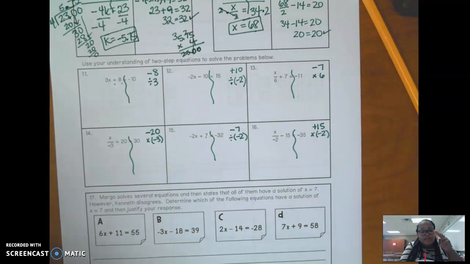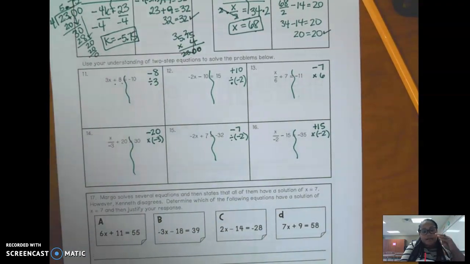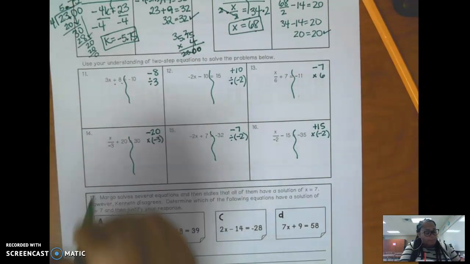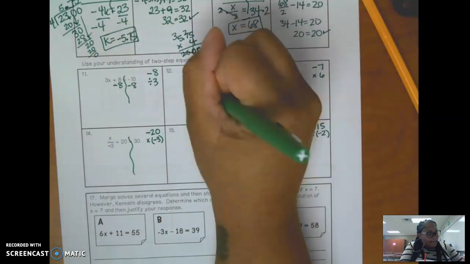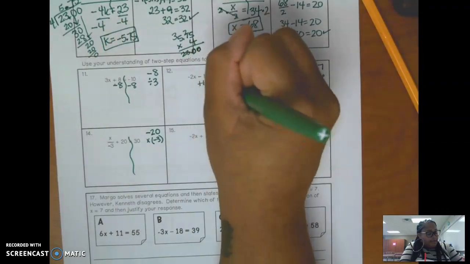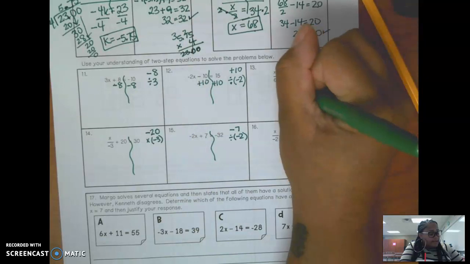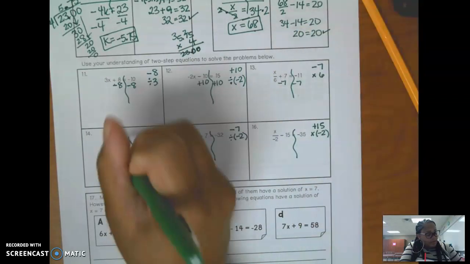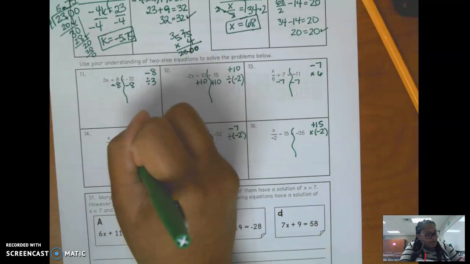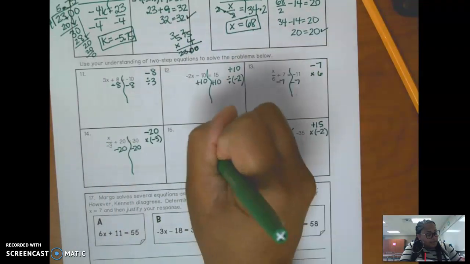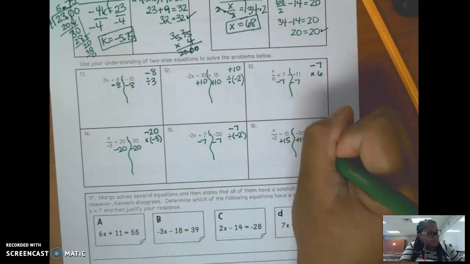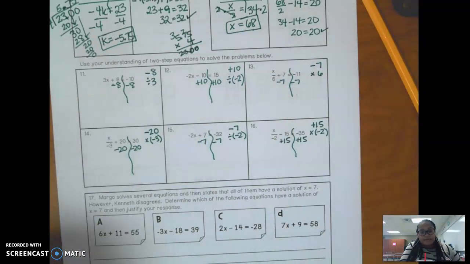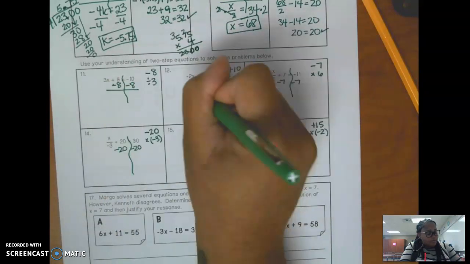So those are my 2 steps. Remember, steps are operations, not drawing the river, not the canceling out. Those steps don't count. Okay? So minus 8 minus 8. Plus 10 plus 10. Minus 7 minus 7. Minus 20 minus 20. Minus 7 minus 7. Plus 15 plus 15. Okay, that's my first step on each one.